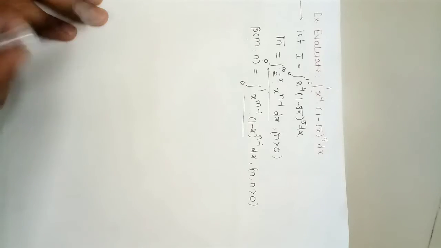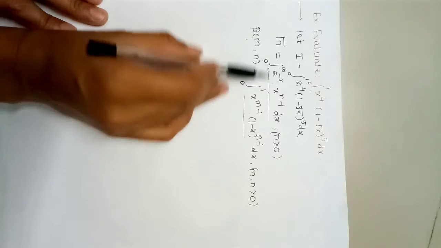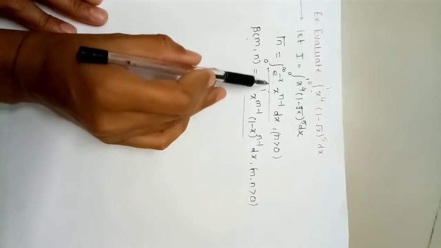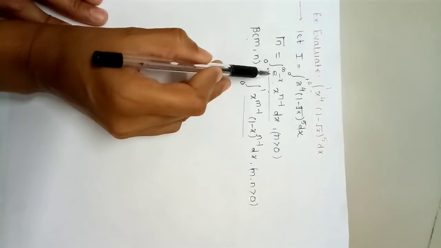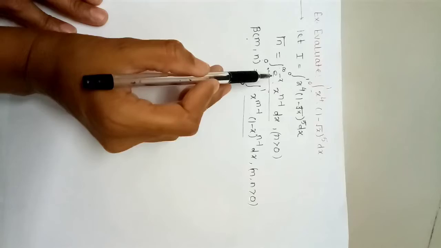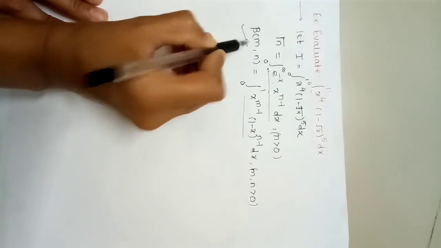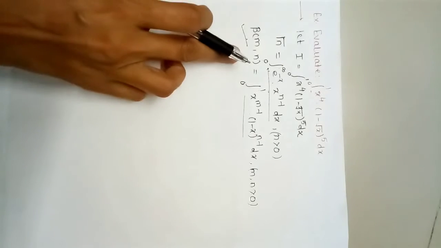But I will try to solve this example by using the definition of gamma function. Then first you need to bring the first term as exponential, that is e raised to minus x. So over here, that will be very difficult, and hence I will solve this problem by using the definition of beta function.